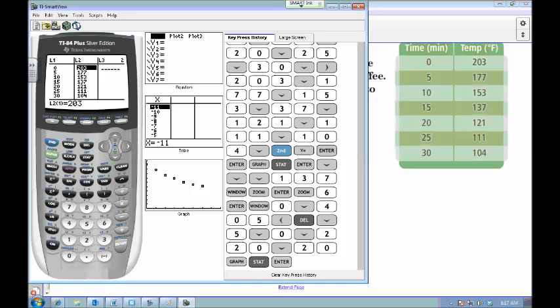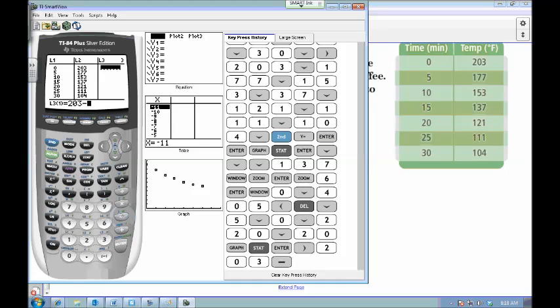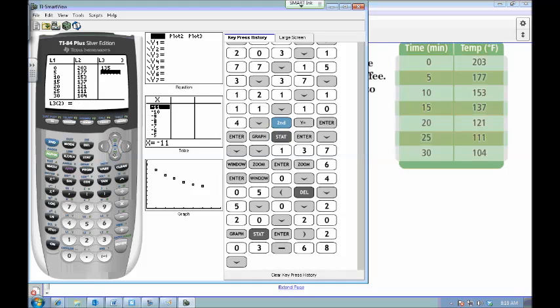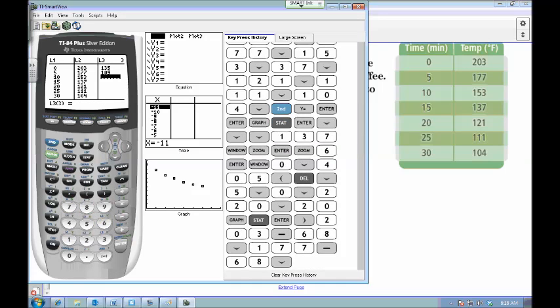Okay, over in L3, the third column, it's kind of like Excel, but not as high powered. So Excel, you could just say a formula and drag the corner and do it for all of them. We can't, unfortunately, put L2, subtract 68, but we can type in 203 and subtract 68, and then when you arrow down, it calculates it for you. Okay, so 177 subtract 68, arrow down, and it calculates it. You have to do that for all of them.